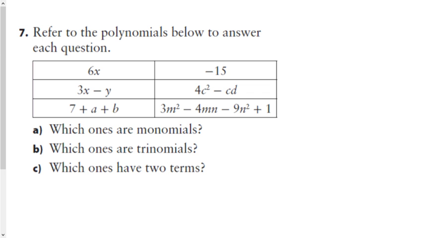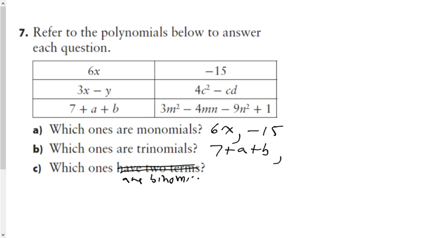Question 7. Refer to the polynomials below to answer each question. Which ones of these are monomials? 6x is a monomial because it just has one term. Negative 15 is a monomial, and those are the only two above that are monomials. Which ones are trinomials? 7 plus a plus b is a trinomial, and that is the only trinomial. And the last one, which have two terms. Another way you could have said that is which ones are binomials.